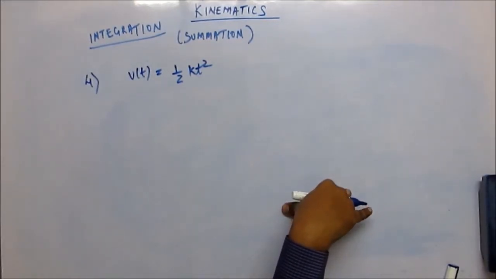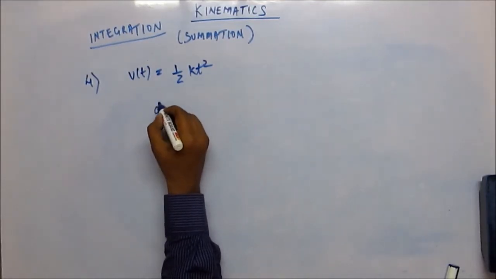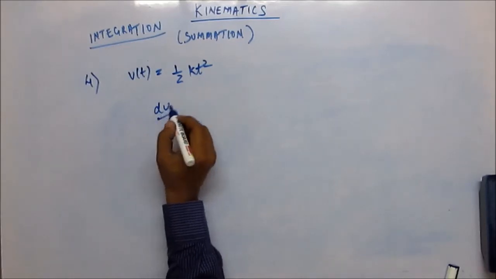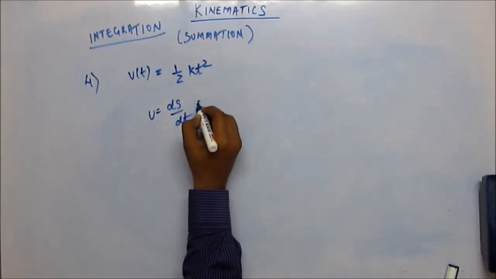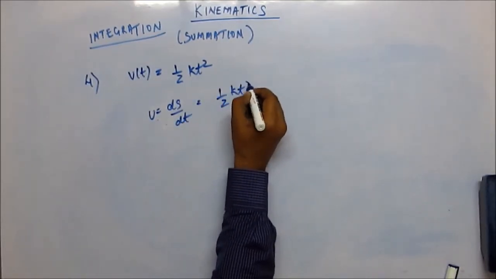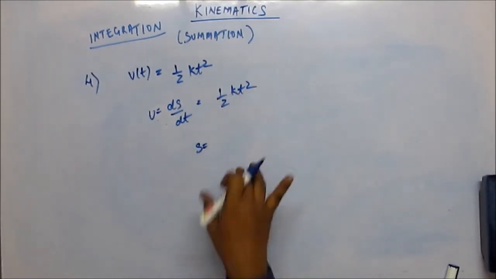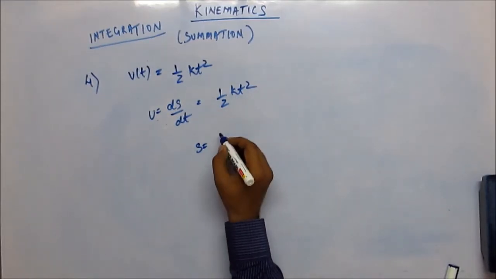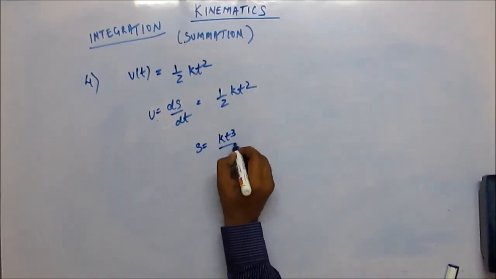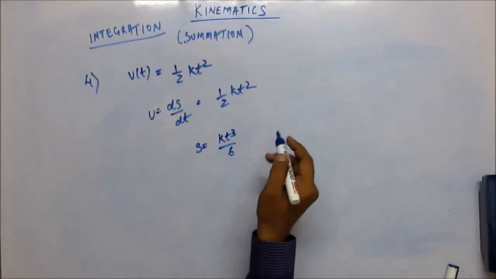Average velocity is the displacement upon time. So displacement is dv by dt. I'm so sorry, velocity is ds by dt, and that is given as half kt square. From here we can get the expression of displacement by integrating this. Now you have to take jumps in steps and generate speed in you. Displacement from here you can get by integrating this function. That would be kt cube by 6. So this is the displacement at any given time.